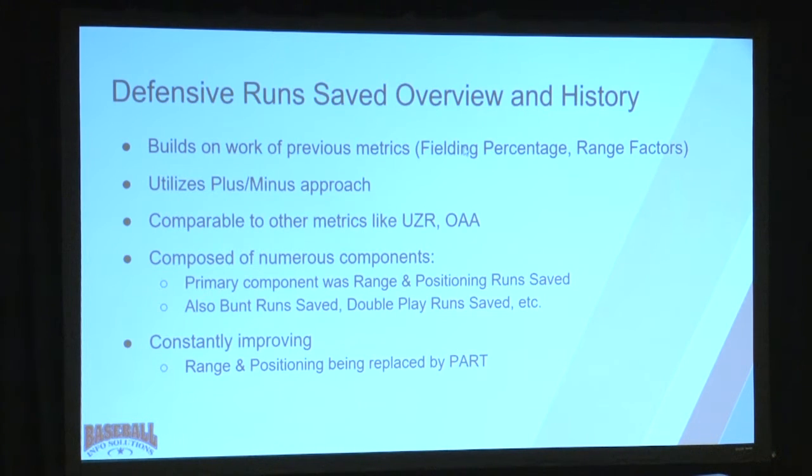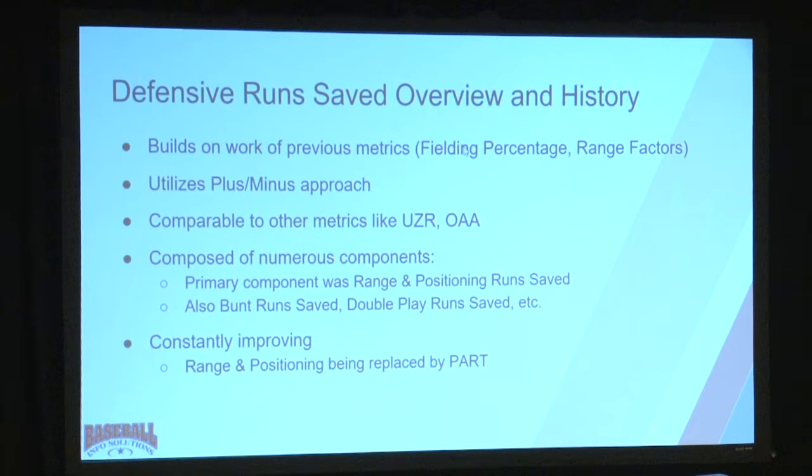Before I get started with the new updates, I wanted to give a quick refresher of defensive analytics in general and Defensive Runs Saved in particular. Defensive analytics have been around for a long time, back to the 1800s even, when fielding percentage was incorporating putouts, assists and errors, trying to figure out how much value a player's defense was worth. Later on in the 1900s, we had things like range factor and those related metrics. And then more recently, in the early 2000s, Defensive Runs Saved was released utilizing this plus-minus approach.